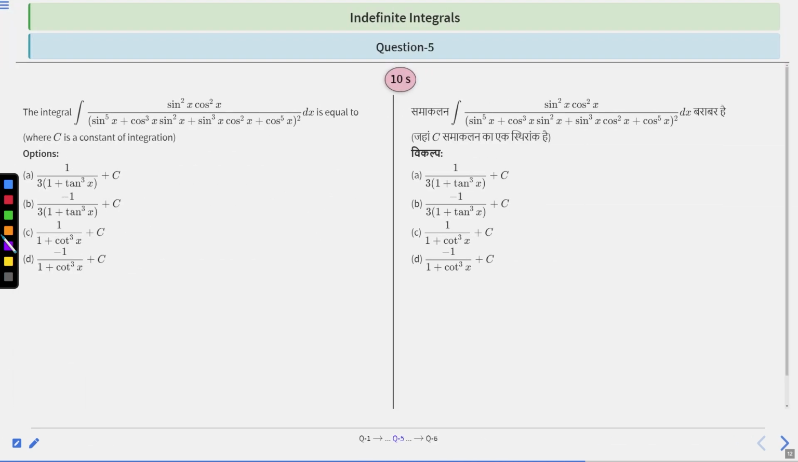Let's move to the next question, question number 5, which says that the integration of sine square x cos square x upon sine to the power 5 x plus cos cube x sine square x plus sine cube x cos square x plus cos to the power 5 x whole square dx is equal to, where c is a constant, right?